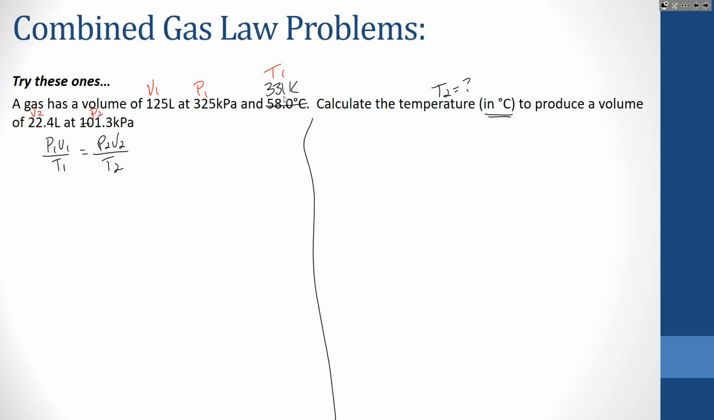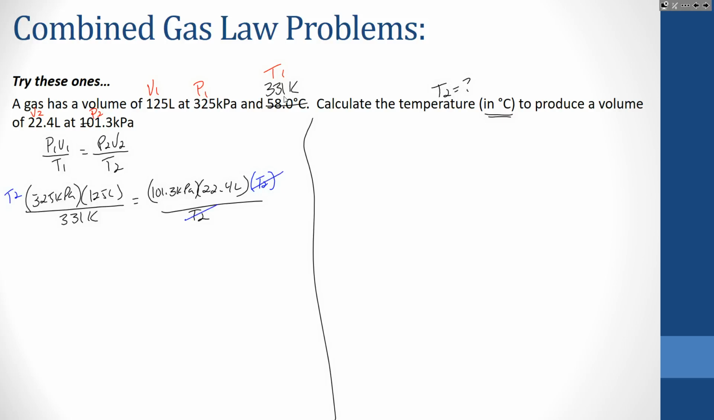So substitute my values in. 325 kPa times 125 liters over T1 is 331 Kelvin. And then T2, we don't know, but P2 is 101.3 kPa times 22.4 liters over T2. So this is where you have to solve for T2. We got to get T2 out of the denominator. So I'm going to multiply both sides by T2. T2 cancels over here.